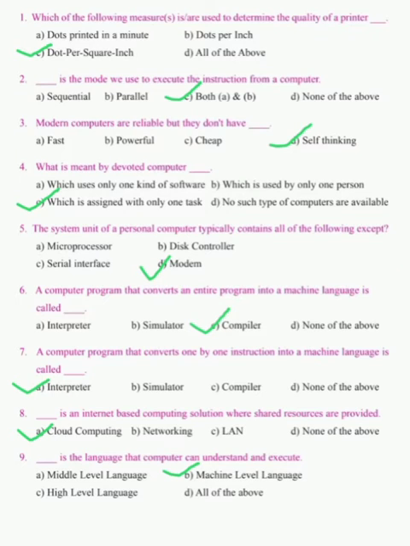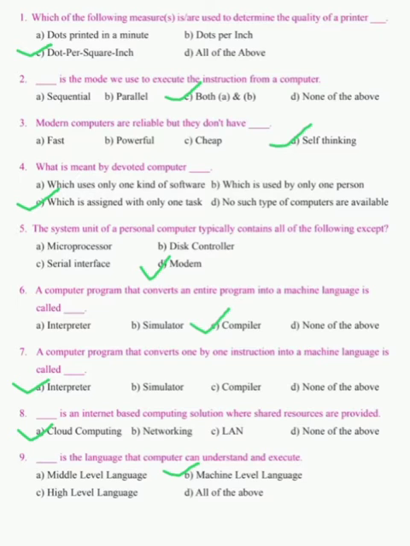Which of the following measures is used to determine the quality of a printer? A. Dots printed in a minute. B. Dots per inch. C. Dot per square inch. D. All of the above. Answer: Dot per square inch.